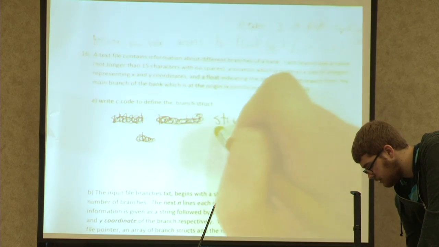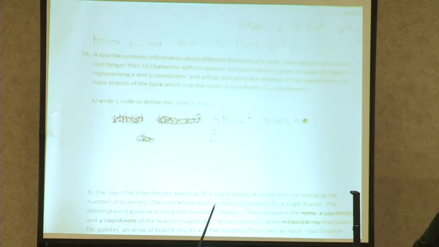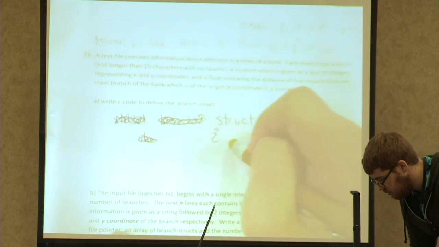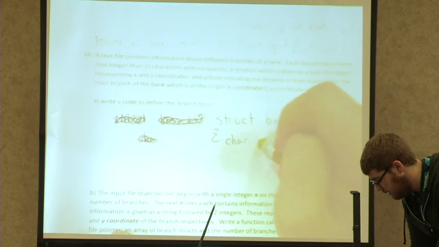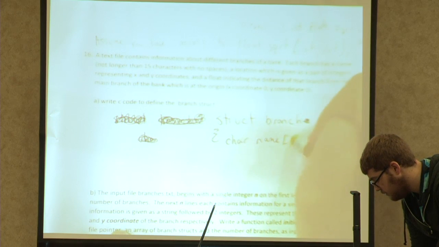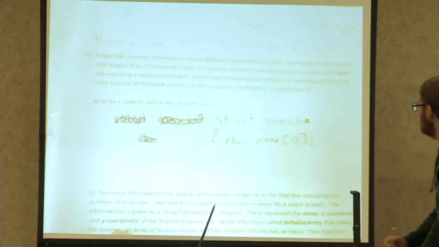Then you open up your curlies. She wants each branch to have a name not longer than 15 characters with no spaces. So that's going to be a string. A string is a character array, right? So name not longer than 15, so I'm going to do 15.